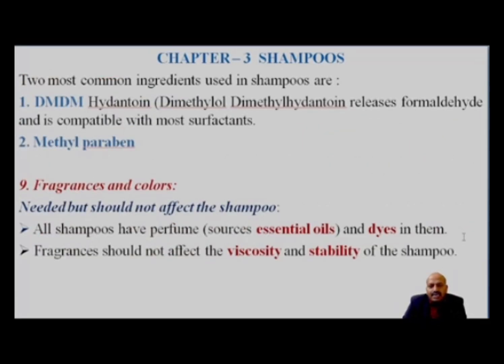The two most important ingredients used in shampoo are DMDM hydantoin, dimethyl dimethyl hydantoin, which releases formaldehyde and is compatible with most surfactants. And the second one is methylparaben. So these are some of the ingredients that are used.